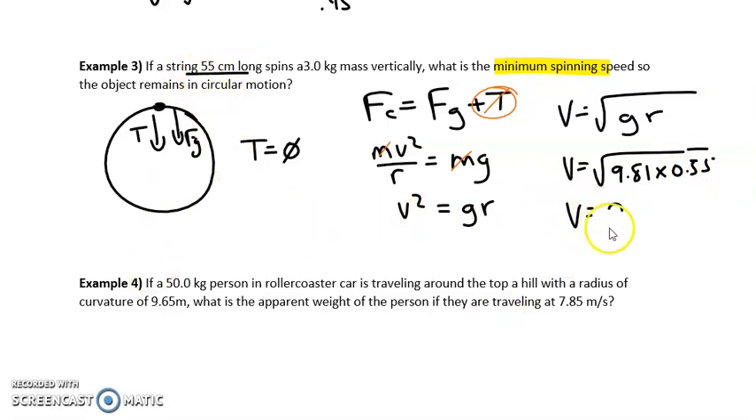So this 2.3 meters per second is the speed at least that this needs to be spinning in order for this to stay in a circle. Anything less, this thing won't stay in a circle, it will fall.